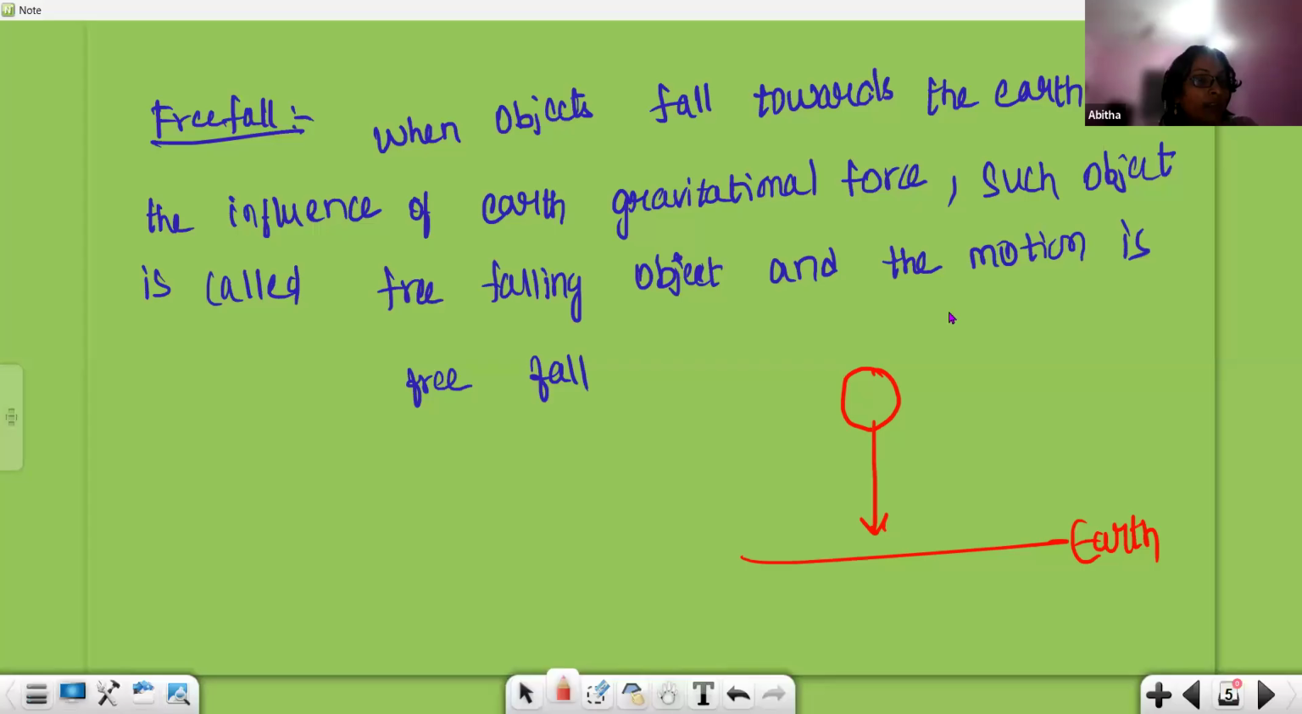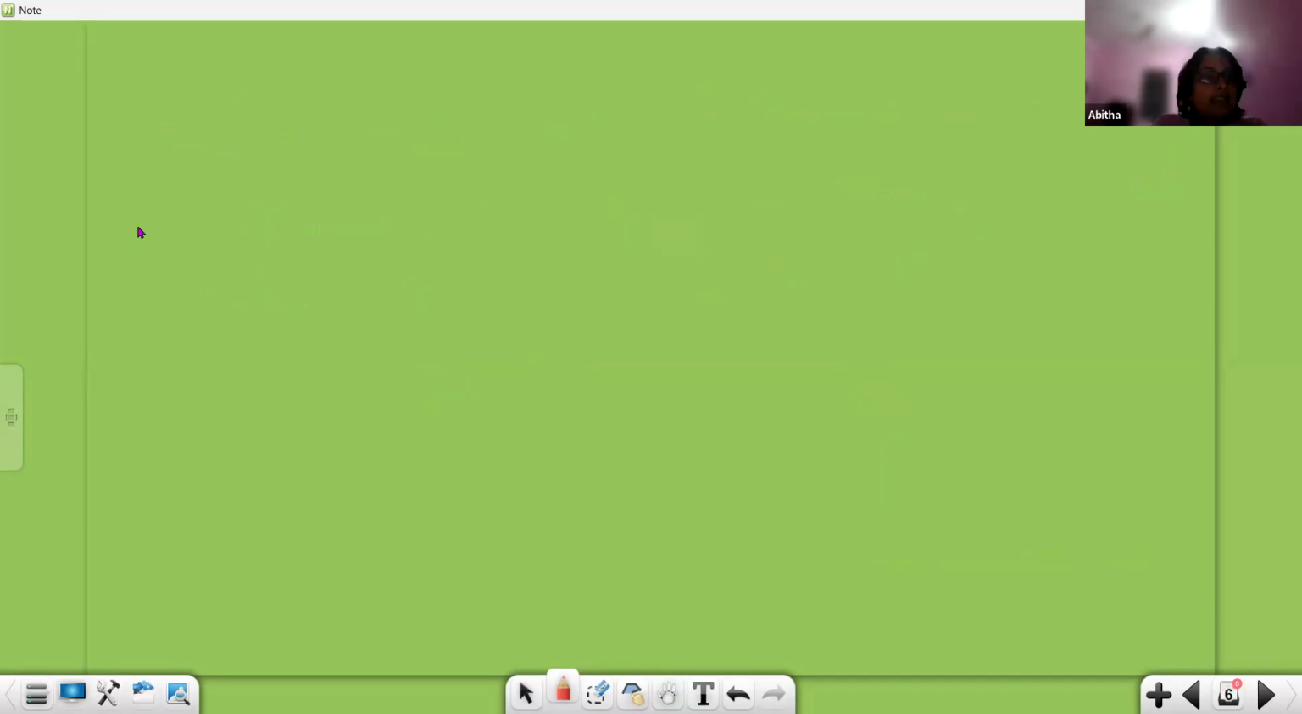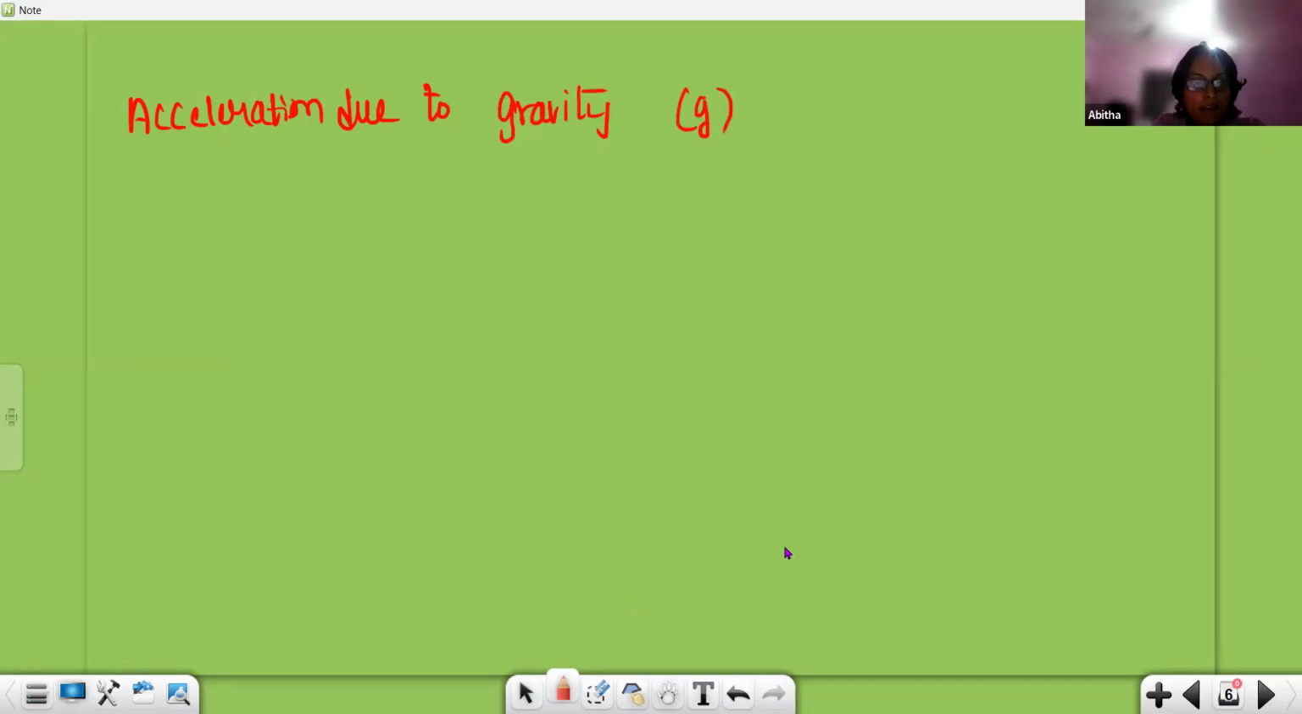I told you the object is falling freely. When it is coming down, there is a certain acceleration. The acceleration due to that particular gravitational force is called acceleration due to gravity. Write down the next definition. Acceleration due to gravity, which is indicated by the letter small g. Now see the terms carefully. What is capital G?